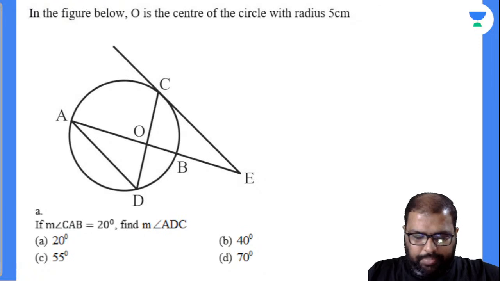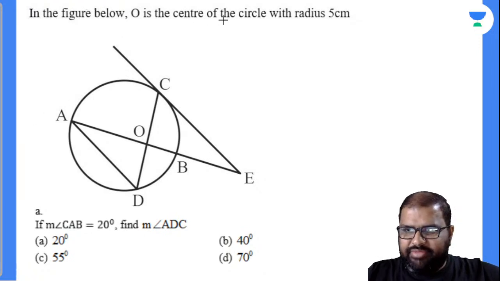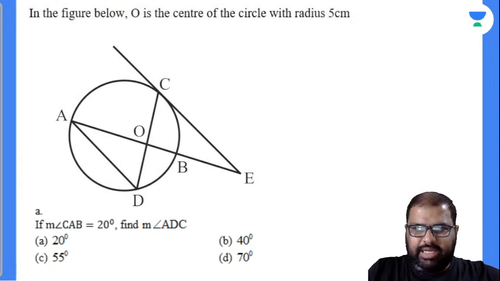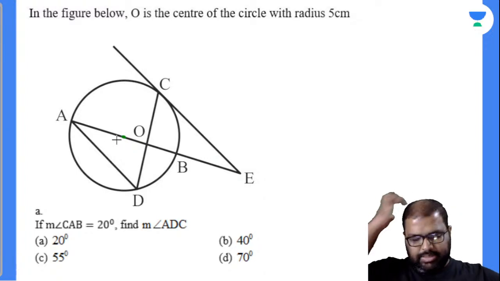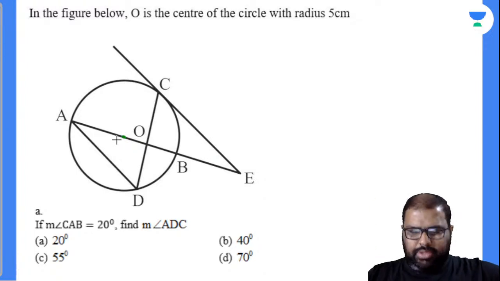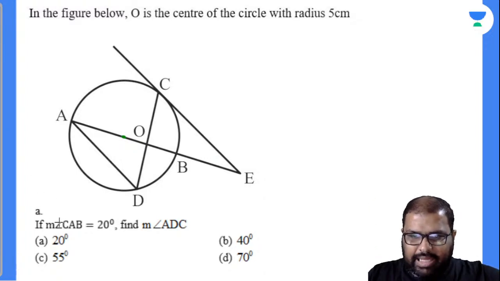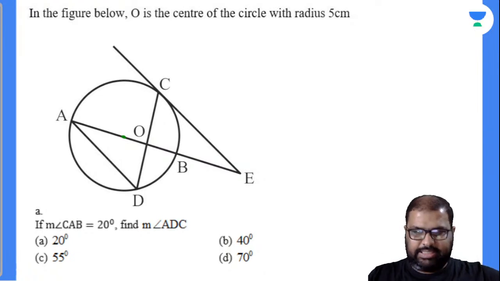In the figure below, O is the center of the circle with radius 5 centimeters. So see, O is a point here, not this one, this one. We're drawing this. O is a point, this one. Let's come to the question there. What is the question asked? If angle CAB is 20 degrees, find angle ADC is the question asked.